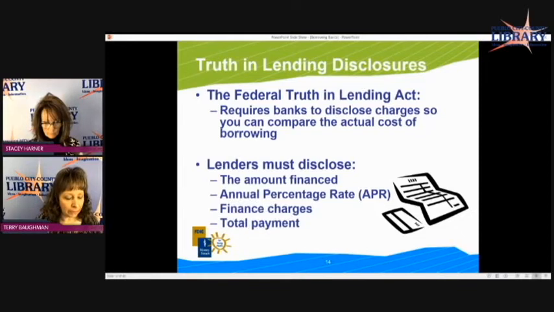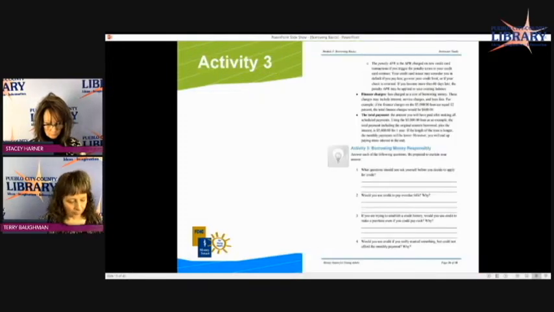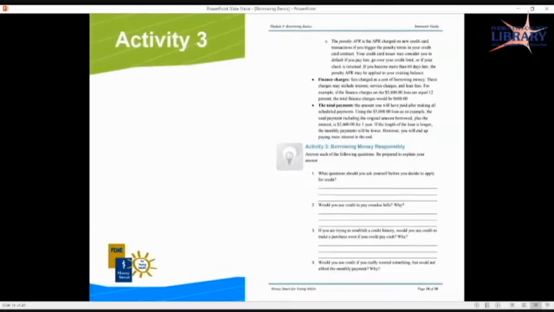Borrowing money responsibly. We're going to look at activity number 3 in our workbook, page 16. We're going to answer each of the following questions. Terry, you want to take number 1? Absolutely. What questions should you ask yourself before you decide to apply for credit?